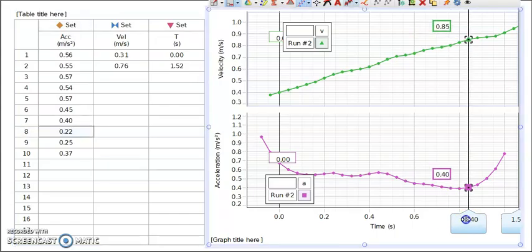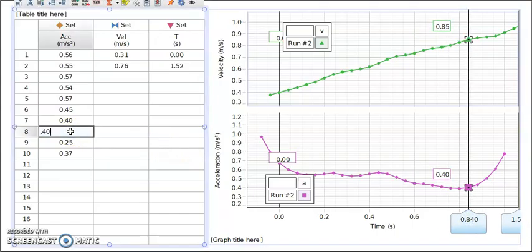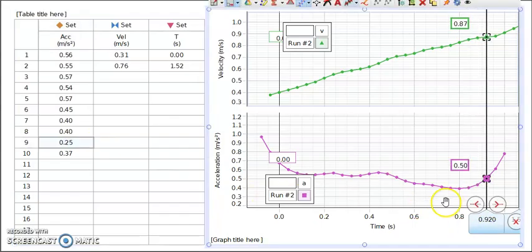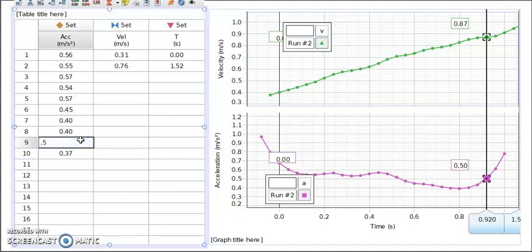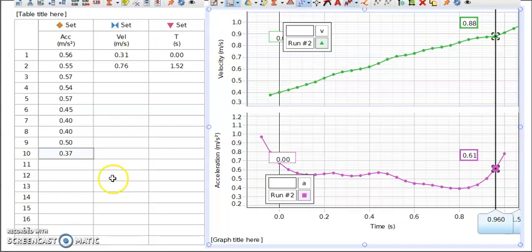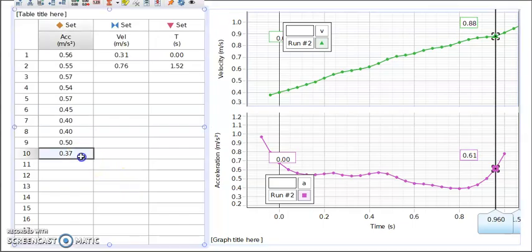We've got 3 more data points to do, so let's go 0.40 here. We'll do this one here. That gives us 0.50. And we'll just do the very next one, and then it gives us 0.96. Oh, I'm sorry, 0.61. I'm reading the wrong numbers. Okay, so what's the average acceleration?